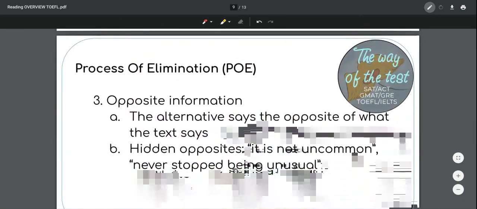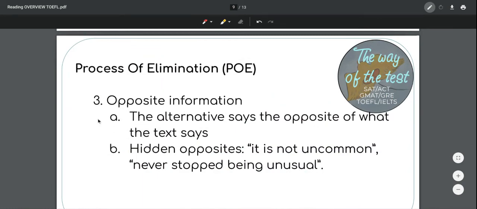Okay, the third reason to eliminate an alternative is having the opposite information. I know this sounds silly. How on earth will I mark an alternative that says the opposite of what the text is saying? But believe me, it will happen. Basically, the most straightforward case is when the alternative says literally the opposite. So the alternative says the birds don't fly, and the text says birds do fly, so that's literally the opposite.